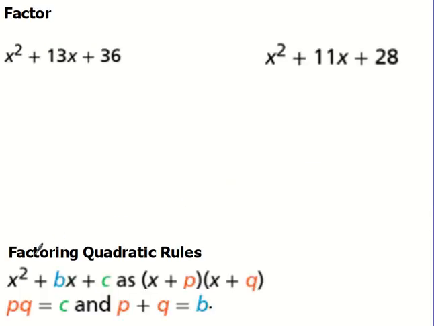Down below is the factoring a quadratic rule. We have x squared plus bx plus c. The middle term is called b, and the last term is called c. Notice I put the terms x plus p and x plus q. I told you that p times q is going to get me c, and p plus q is going to get me b. This is the form of a quadratic, ax squared plus bx plus c.